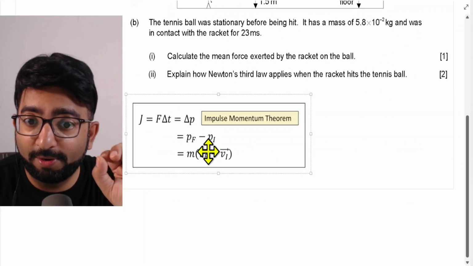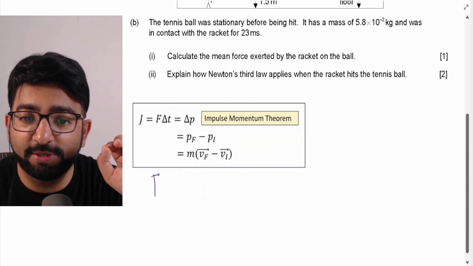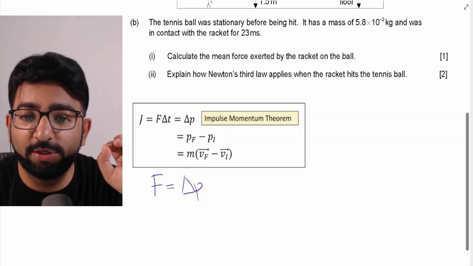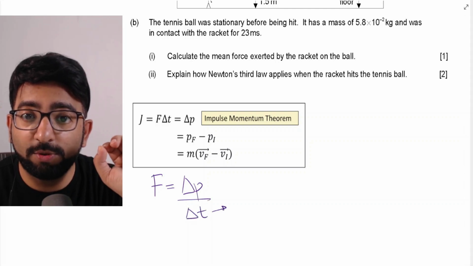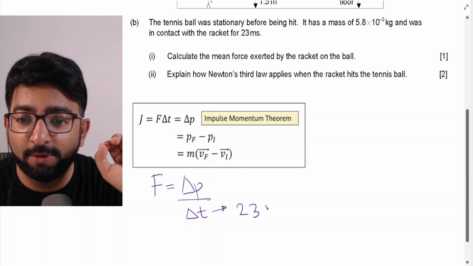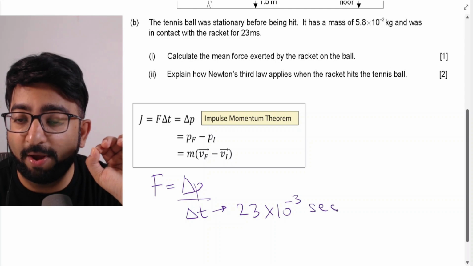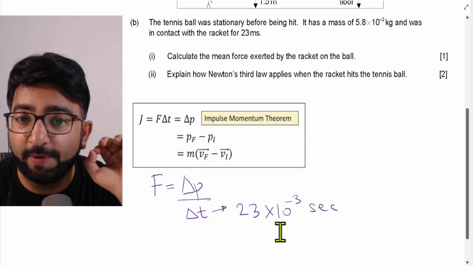J is equal to F delta T is equal to delta P. So let us try to make F the subject. So we will get change in the momentum upon time. Now the time of contact is mentioned in the question as 23 milliseconds. So be careful, we are supposed to convert that into seconds. So the factor of 10 to the power minus 3 is very important.